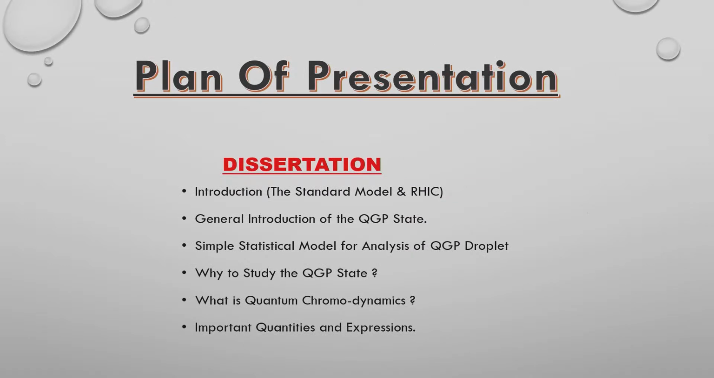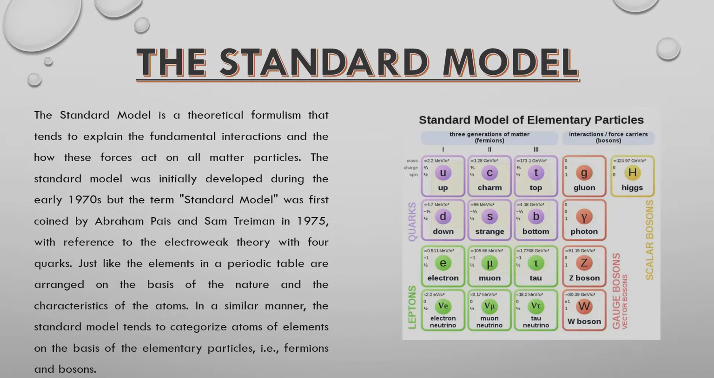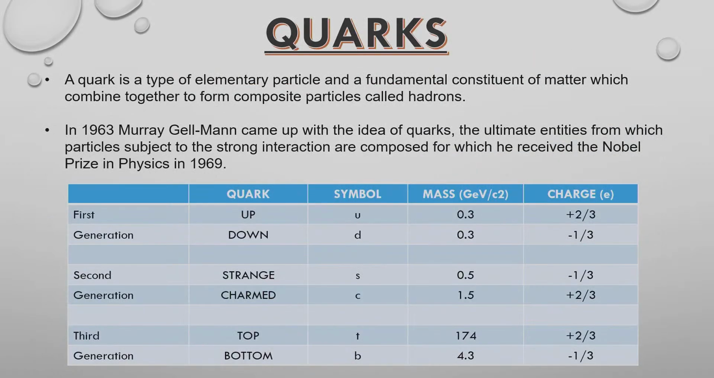So this is my plan of presentation. First of all, I would give a general introduction about the standard model. The standard model is a formalism which tends to describe the 4 fundamental forces of nature and how they are mediated. You can see there are these 6 quarks, 6 leptons, 4 intermediate exchange particles, and the 1 Higgs boson particle. My dissertation work had the use of the up and down quarks, the strange quark, and the gluon particle, which is the intermediate exchange particle for the strong force. The up and down quarks are from the first generation, and the strange quark is in the second generation. Due to the lack of time, I won't be getting deep into their explanation.